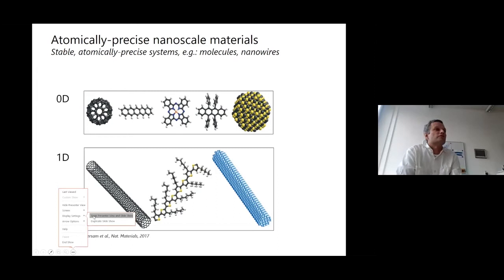I want to show you three examples of what we have been doing. First, trying to control the formation of molecular chains in situ. And then the second type of device I would like to show you is multi-molecule junctions, which are made using graphene electrodes. And the final example is how we have been integrating graphene nanoribbons into such systems.